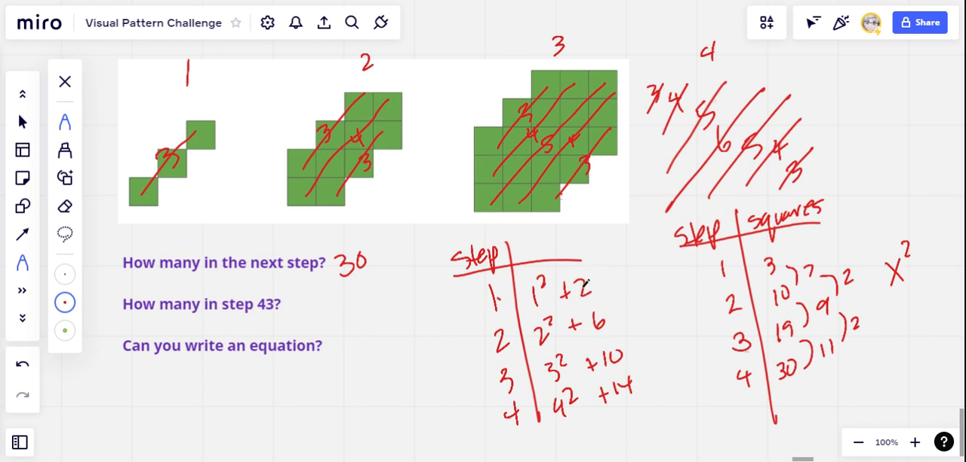So 2, that would be the step number plus 1, or 2 times the step number, but 6, well, it's not the step number plus 2, and it's not 2 times the step number. Another way to think about this is to think about the differences here. So 2 to 6 is 4, 10 minus 6 is 4, 14 minus 10 is 4. So this chunk of it is going up by 4 every time. So I could think of this as 4 times the step number plus or minus something.